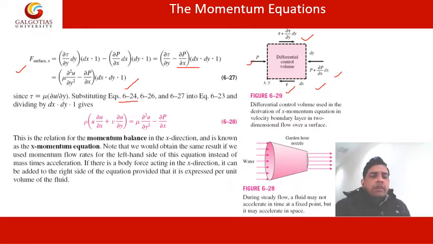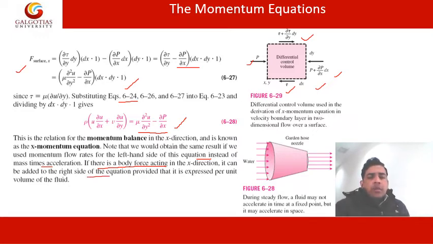6.23, we obtain equation number 6.28, which is rho into u del u over del x plus v del u over del y, equal to mu del 2u over del y square minus del p over del x. So this is the momentum balance in the x direction, and it is known as the momentum equation. We would obtain the same results if we use the momentum flow rate for the left hand side of this equation instead of mass times acceleration. If there is a body force acting in the x direction, it can be added to the right side of the equation, provided that it is expressed per unit volume of the fluid.